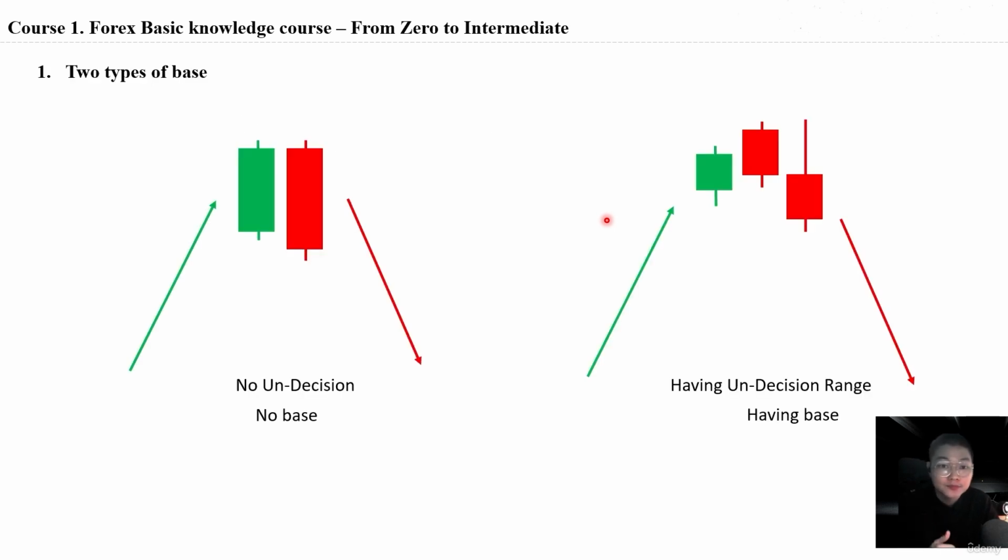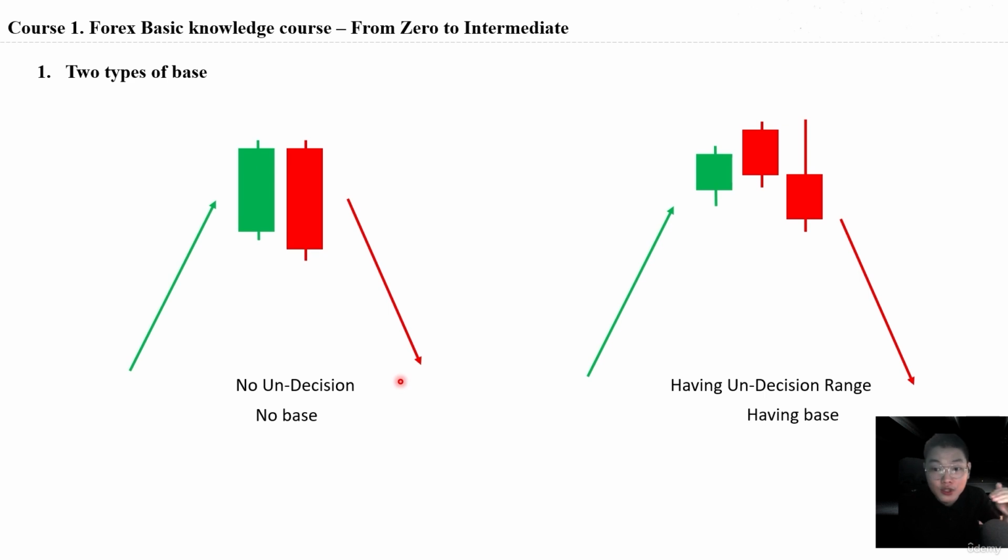So let's get started. First of all, how many types of base are there? Normally we have two types. The first one is having no base, or no indecision range. The second one is having a base, or having an indecision range. I will call them no base and having base. When the supply and demand has no base, it means that in this case, price goes up very strongly and goes down also very strongly.